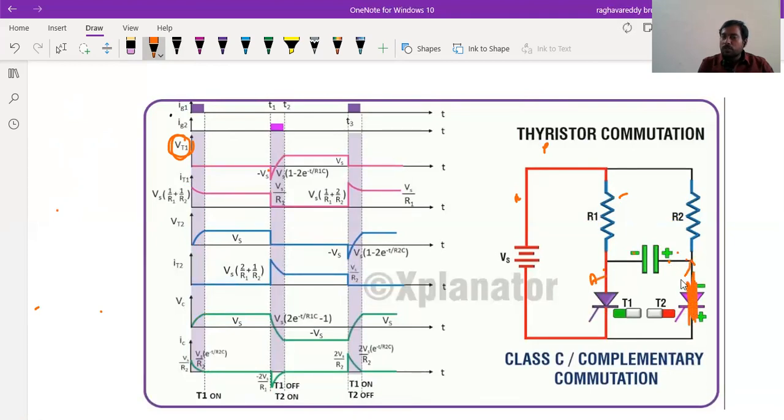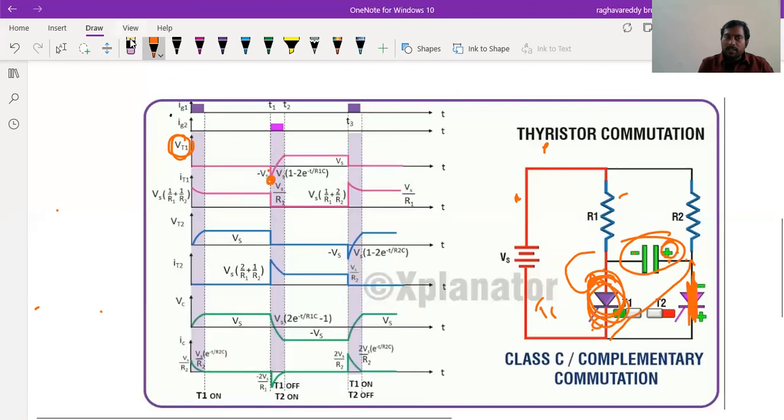So this point is connected to here, nothing but this positive is connected to the cathode of the thyristor T1. So that will be turned off, and the voltage across this one is the capacitor voltage. The capacitor voltage is nothing but reverse voltage. Reverse voltage is available across the thyristor T1. So look at this one. The voltage across the thyristor is reverse voltage minus Vs.